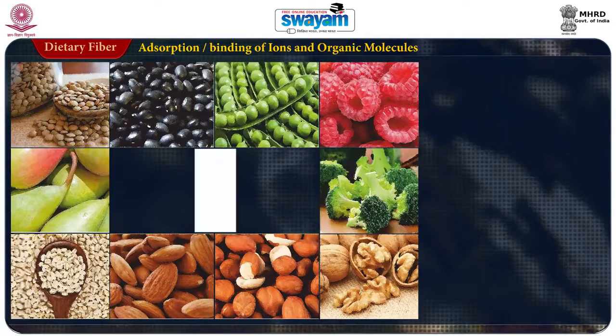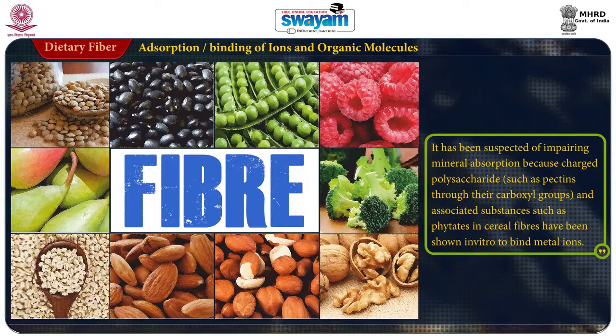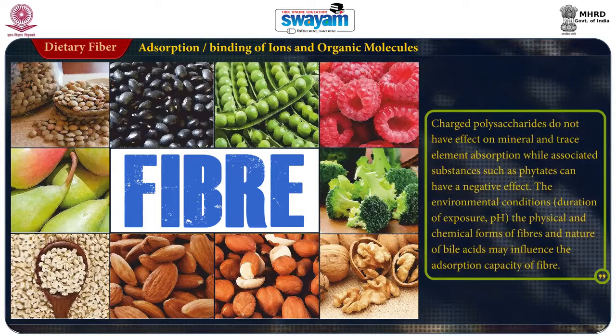Absorption and binding of ions and organic molecules also affect the fiber properties. Fiber has been suspected of impairing mineral absorption because of charged polysaccharides such as pectins, through their carboxyl group, and associated substances such as phytates in the cereal fibers, which have been shown in vitro to bind metal ions. Charged polysaccharides do not have an effect on mineral and trace element absorption, while associated substances such as phytates can have a negative effect. Environmental conditions such as the physical and chemical form of the fiber and the nature of the bile acid may influence the absorption capacity of the fiber.